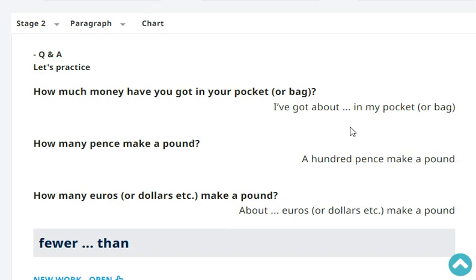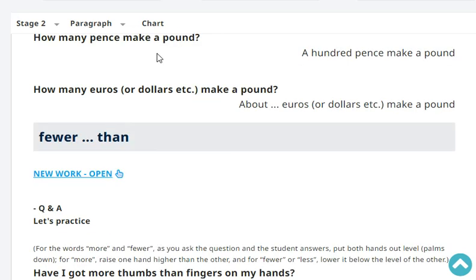In the UK, how many pence make a pound? 100 pence make a pound. How many euros make a pound? About 2 euros make a pound. Very good.